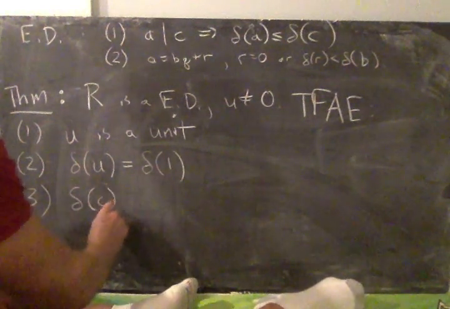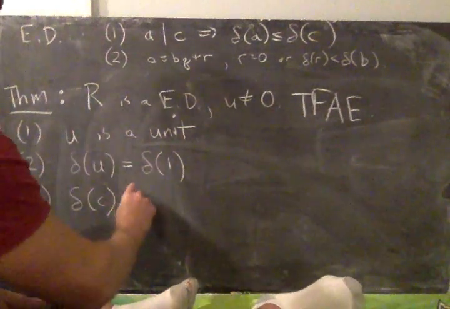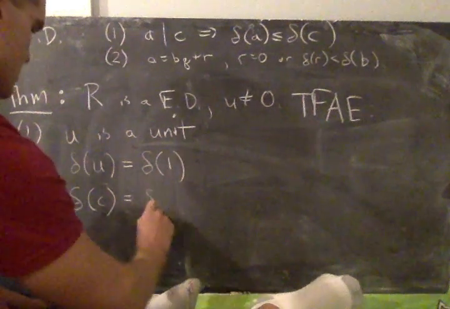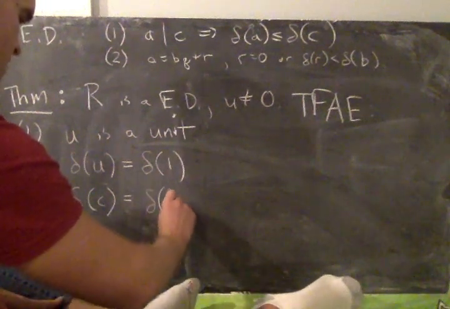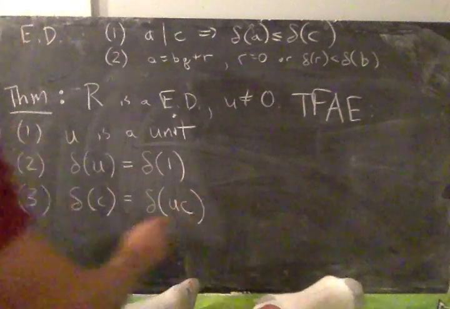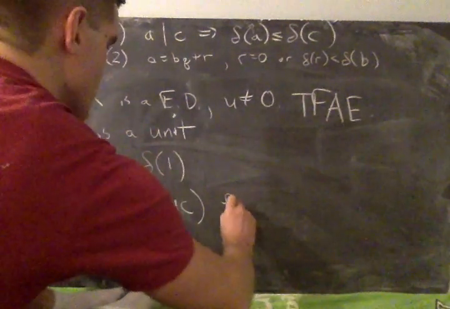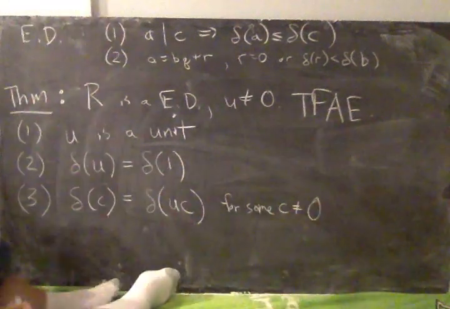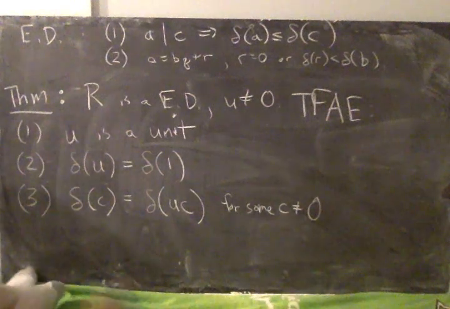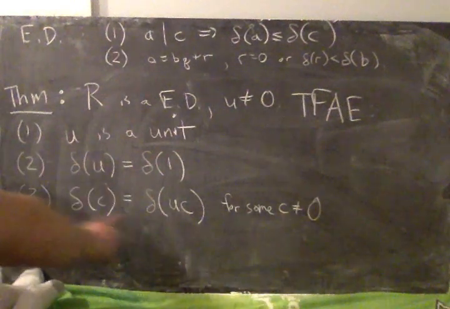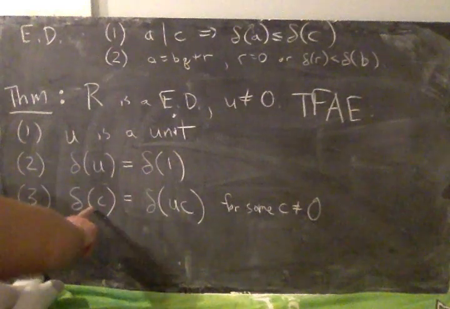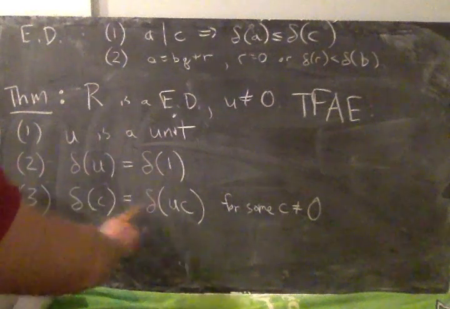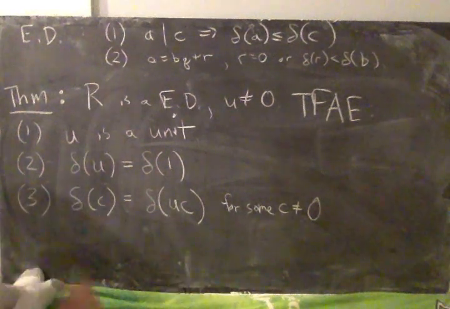So the third thing that's equivalent to saying that U is a unit is saying that delta at some non-zero C has the same value as delta at U times C, for some C not equal to 0. And you can immediately see that 2 implies 3, because you can just take C equal to 1. So if 2 is true, then just take C equal to 1, and we see that 3 is true.